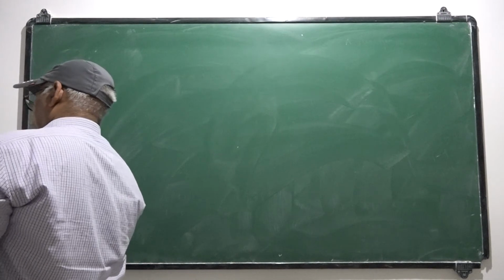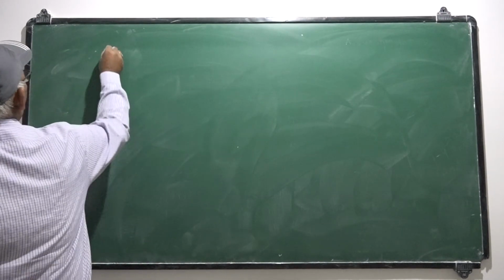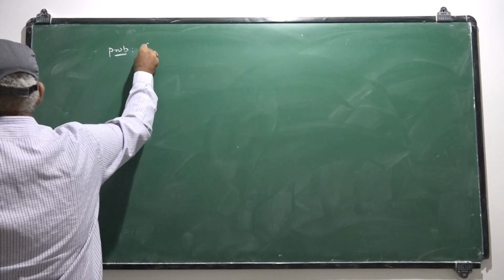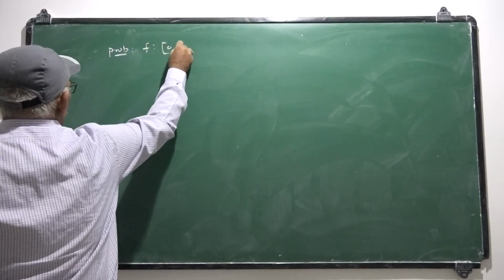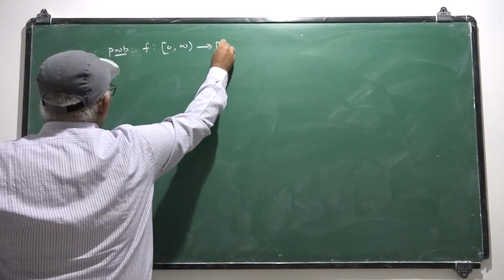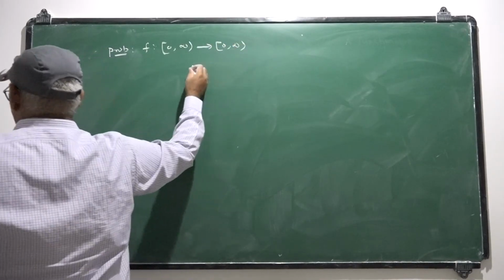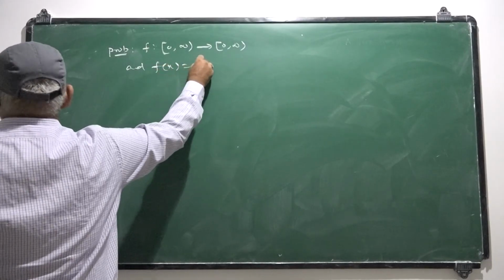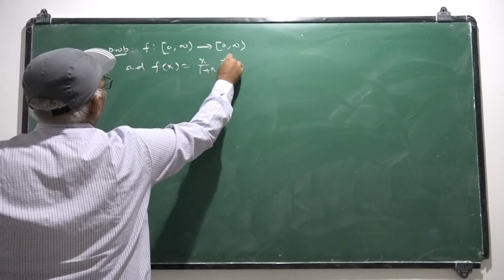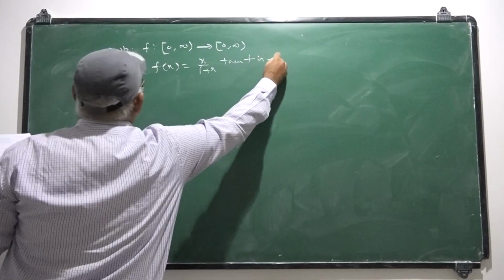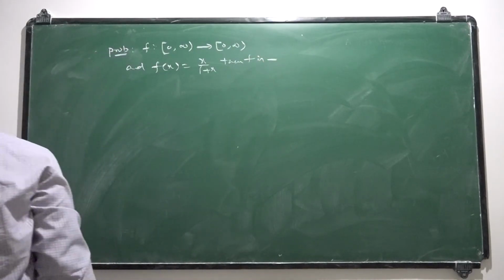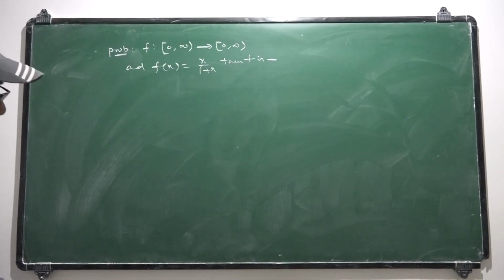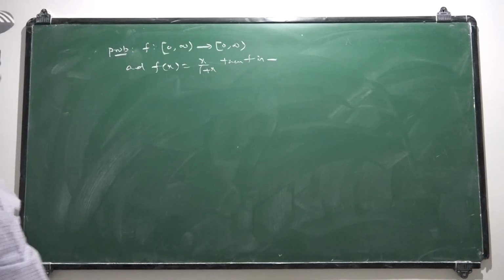Next, this is also given in examination: 0 to infinity to 0 to infinity, and f of x equal to x by 1 plus x, then f is either one one onto, or one one but not onto, like that. The nature of the function is.